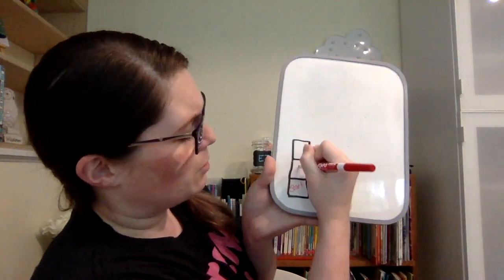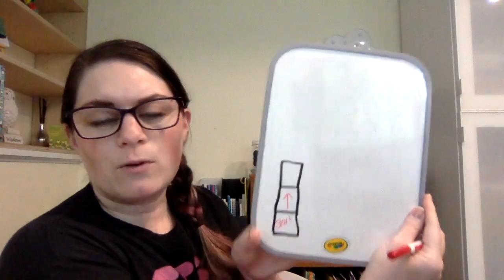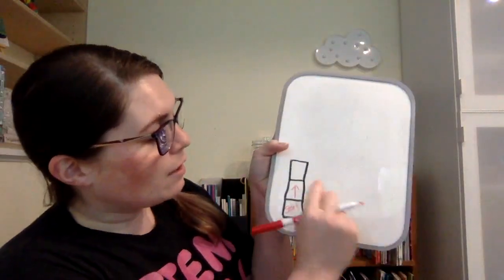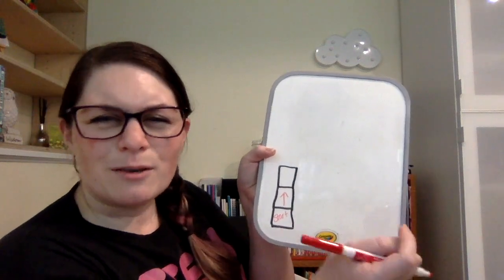Then I'm going to give directions. I'm going to keep the red marker. This time I'm going to make an up arrow. That means I want the person to move up one or take one step. This box, I'm not sure what I want to do with it yet, so I'm just going to leave it blank for right now. All right, let's add some more boxes.